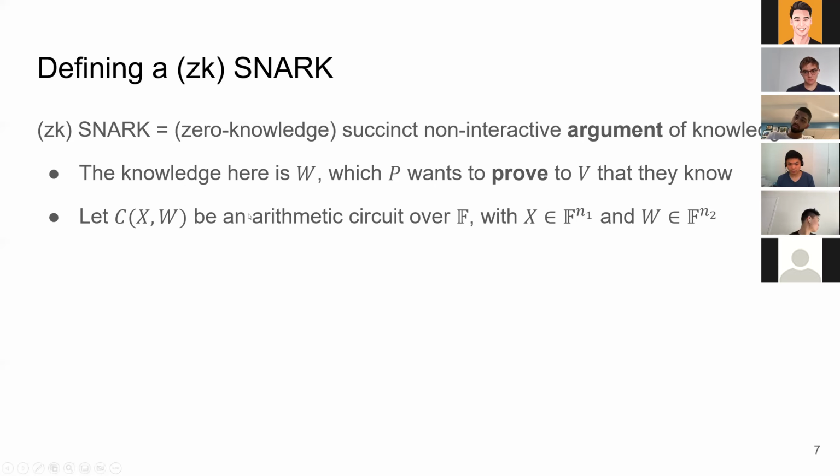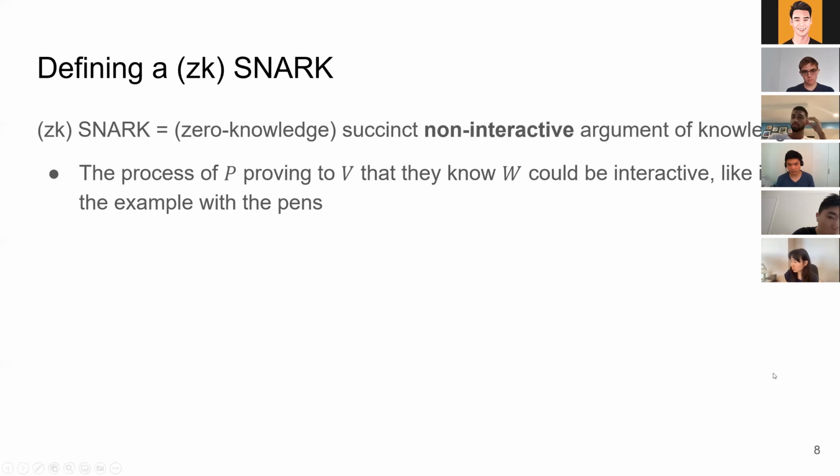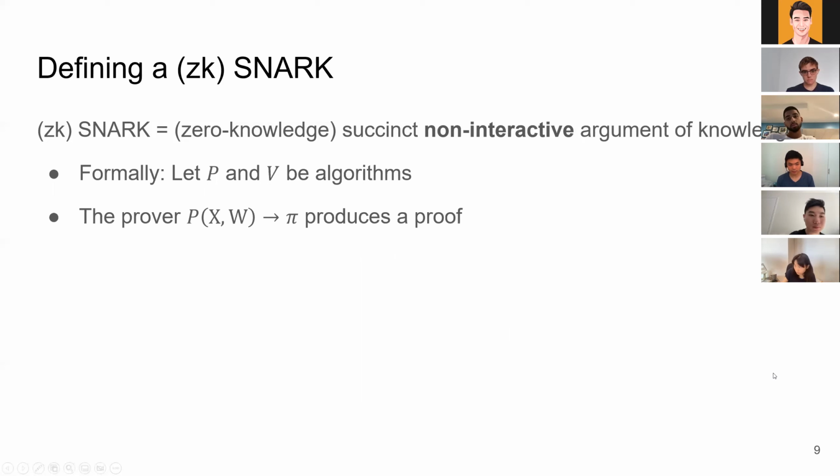And formally, they want to prove something about the witness, which is that they know a witness such that there's an arithmetic circuit C, which takes as input the public information and the private information and outputs a 0. So if the prover knows such a witness such that this circuit evaluates to 0, then the verifier should approve them. Otherwise, the verifier should reject them.